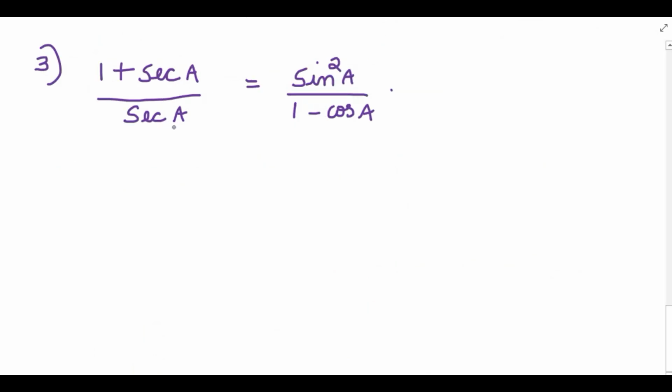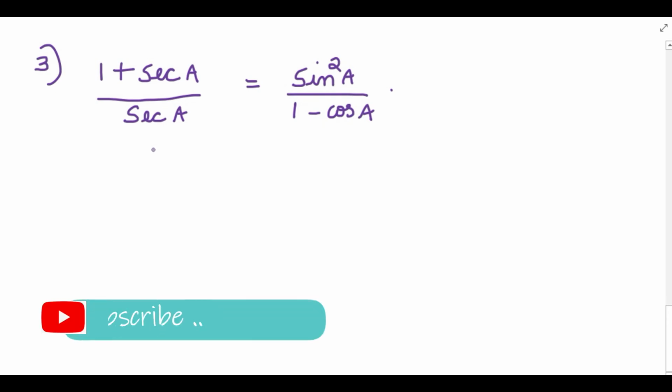Next, show that 1 plus sec A divided by sec A equal to sin square A divided by 1 minus cos A. So till now we were proving like this. We have taken the left side, we simplify the left side, and finally we will be arriving at the answer, which is equal to the right side. But for some questions, if you take the left side and simplify it, we will not get the answer. So you can prove in another method also. In that case, we will take the left side, we will simplify it, we will arrive at an answer.